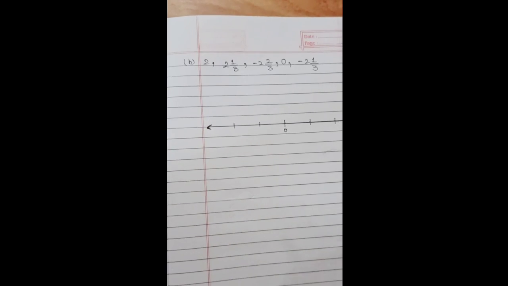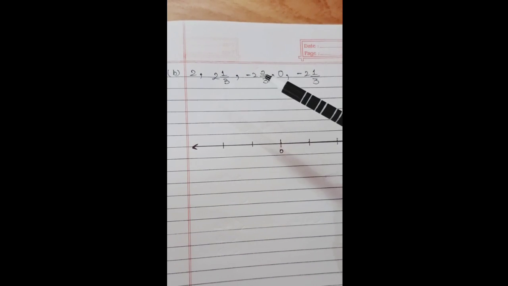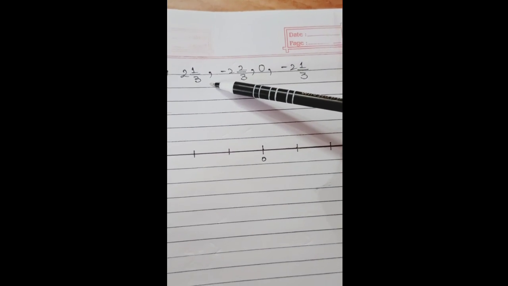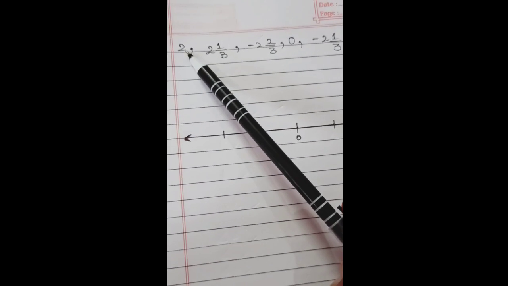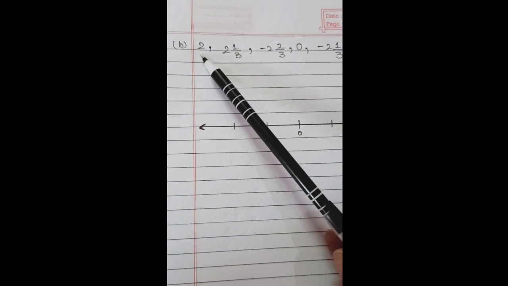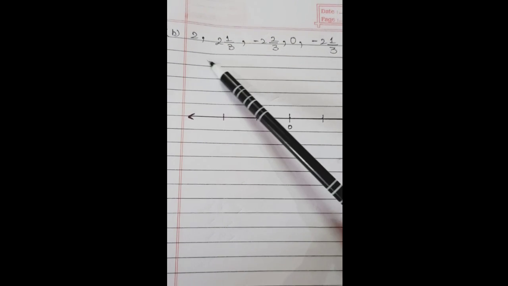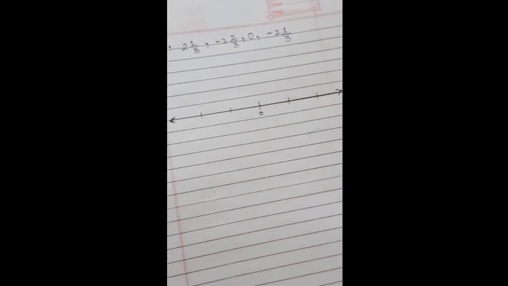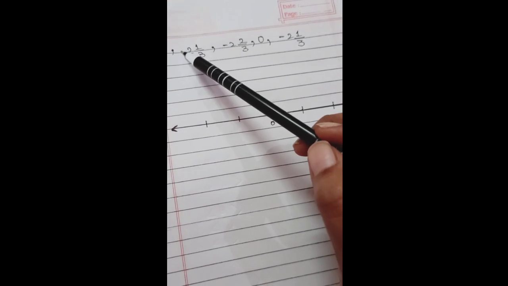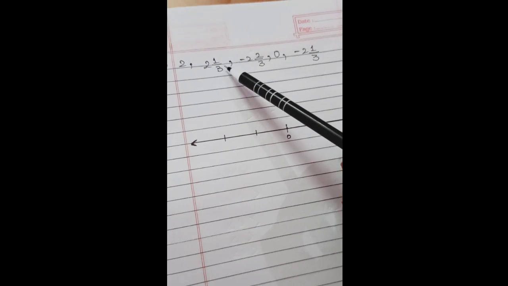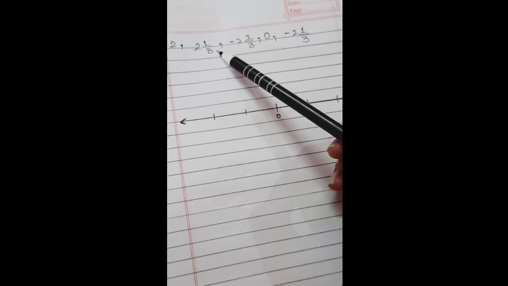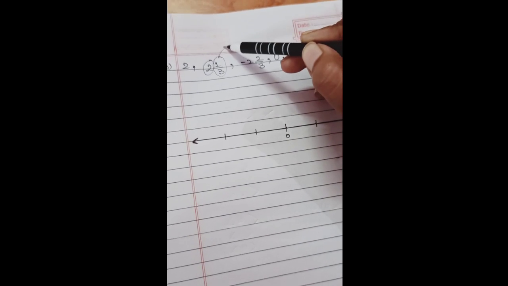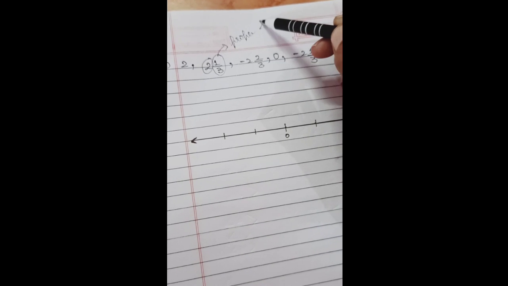Now next is how you will plot the rational number when it is in the form of mixed fraction. Here is simple 2, so you can easily plot this 2 on a number line. Then how will you plot this mixed fraction on a number line? So first we study this. You all know that this 2 is whole number, this 1 is numerator, and this 3 is denominator. This 2 is whole number and this 1 upon 3 is proper fraction.